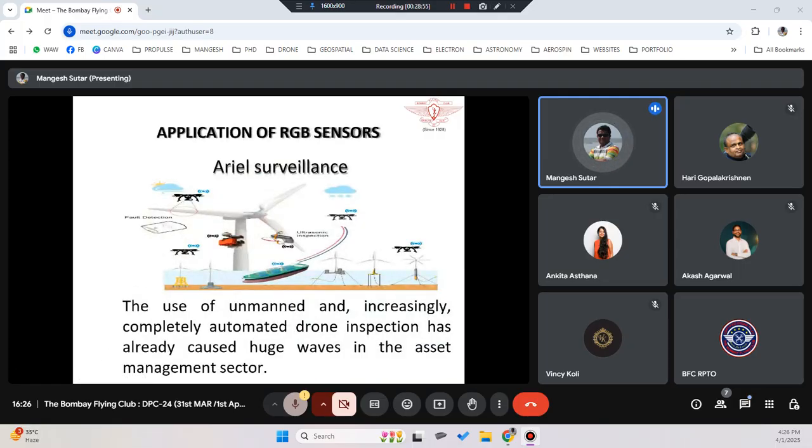Okay, so again, RGB sensors can be used for aerial surveillance, like for windmills, power line towers, television towers, or telecom towers. Drones have even been employed on ships with containers, monitoring the external structure or the position of the ship with respect to the sea. A lot of the time, drones are now being deployed on bigger ships also, right?